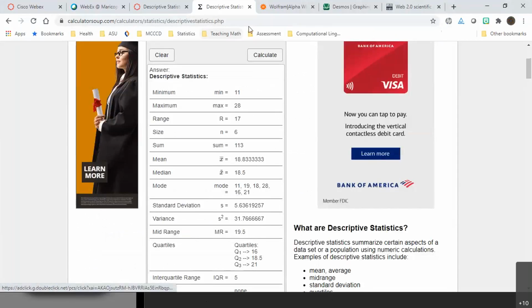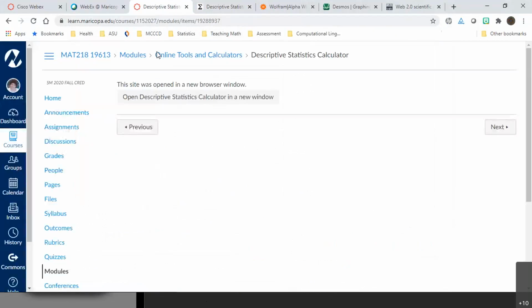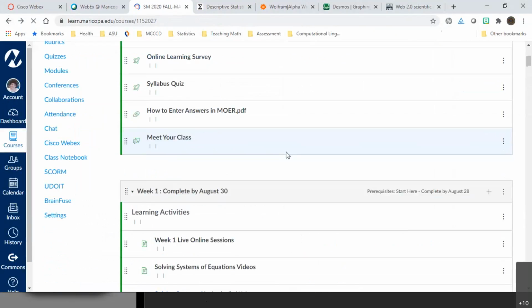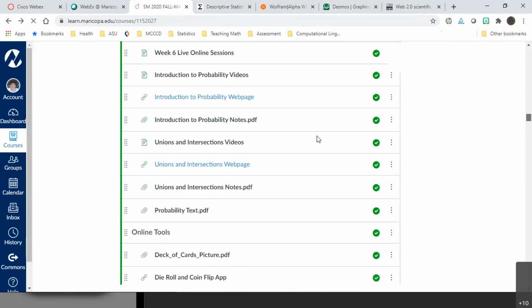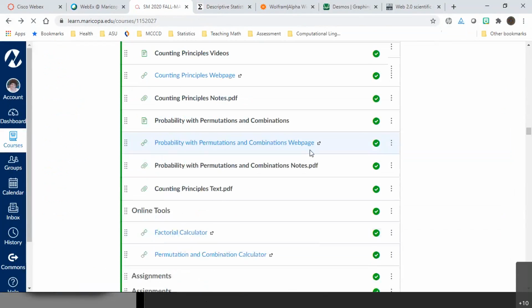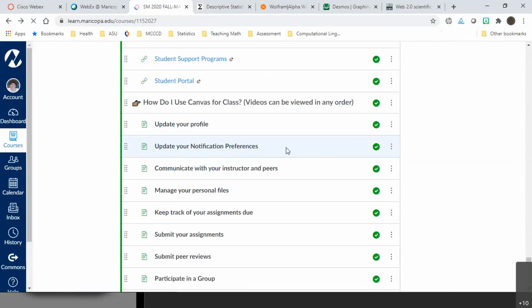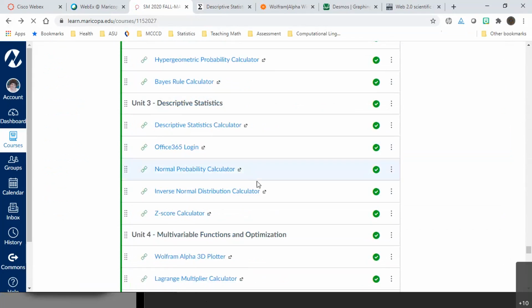So again, let me try to close this one and get to the close. So I'll have to just open up another tab. Okay, so let's go down here. So I'm trying to get to my calculators and online stuff. Here it is. Okay, so probability, normal probability calculator. I'm going to click on that one.